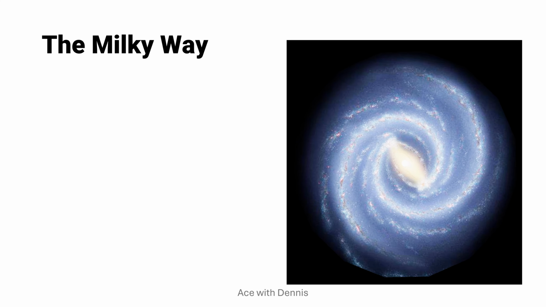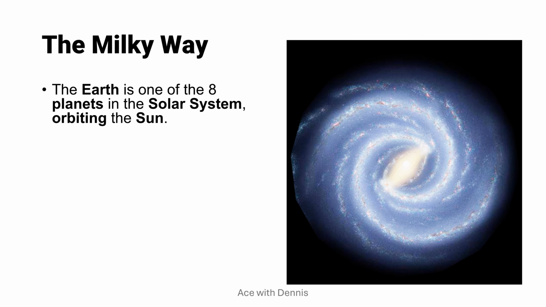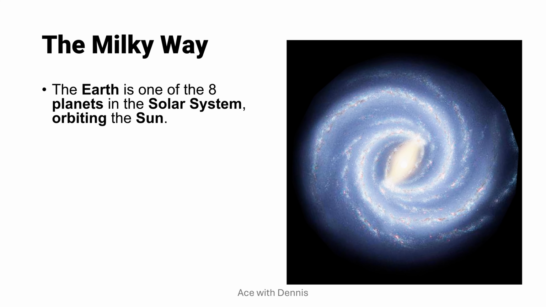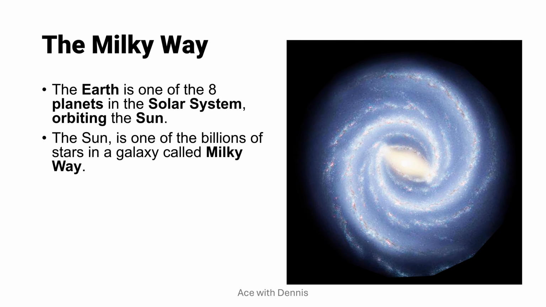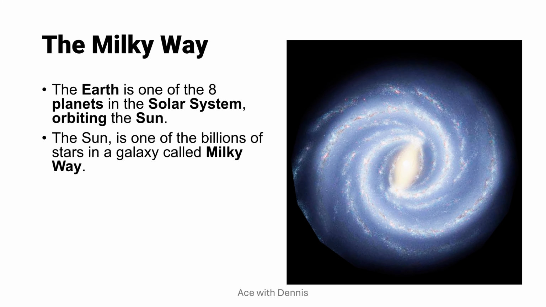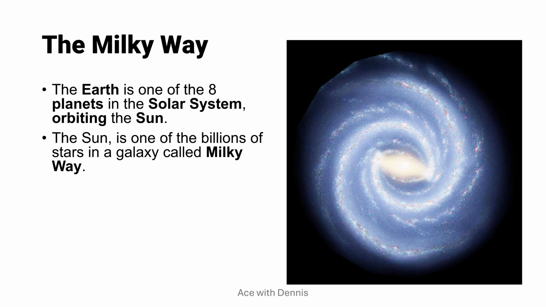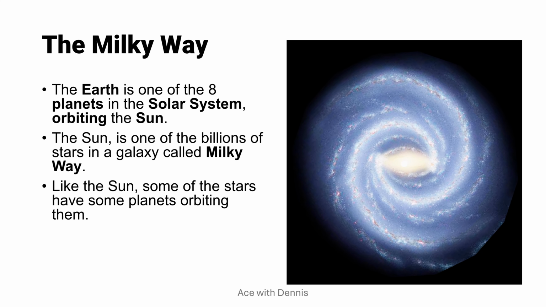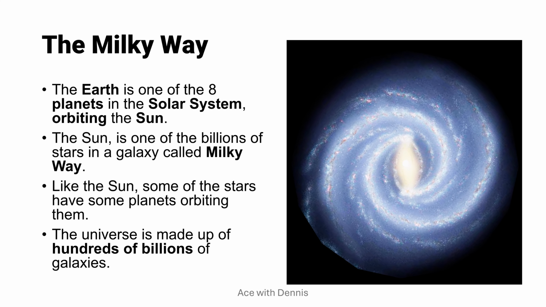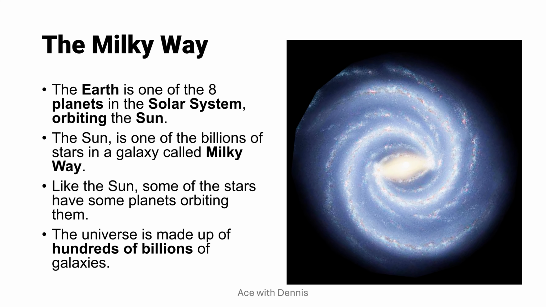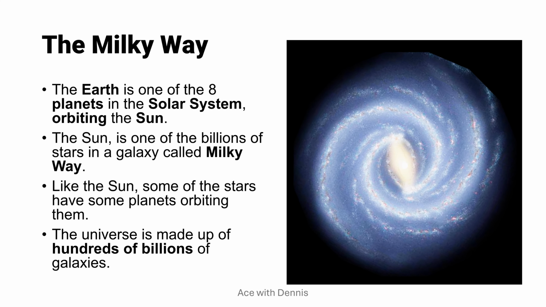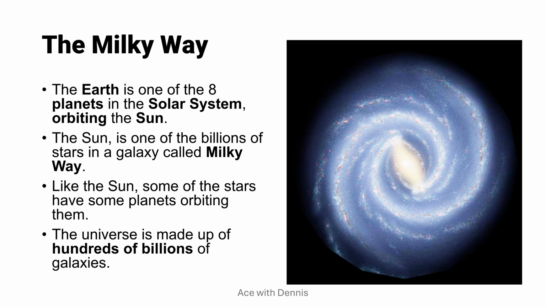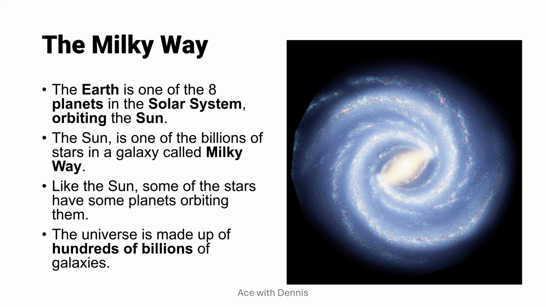Now, let's discuss the Milky Way. The Earth is one of the 8 planets in the solar system orbiting the Sun. The Sun is one of the billions of stars in a galaxy called the Milky Way. Like the Sun, some of the stars have planets orbiting them. The universe is made up of hundreds of billions of galaxies. Can you imagine how big the Milky Way is and how big the universe is? Let's take a look in the next slide.